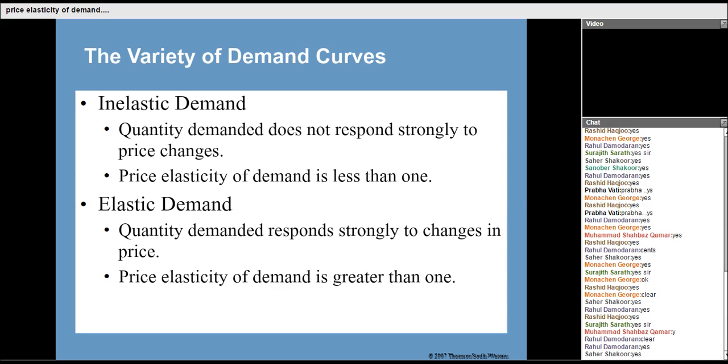Let's go. It says, in elastic demand, quantity demanded responds strongly to a change in price. If you change the price, demand will change strongly, going up and down.